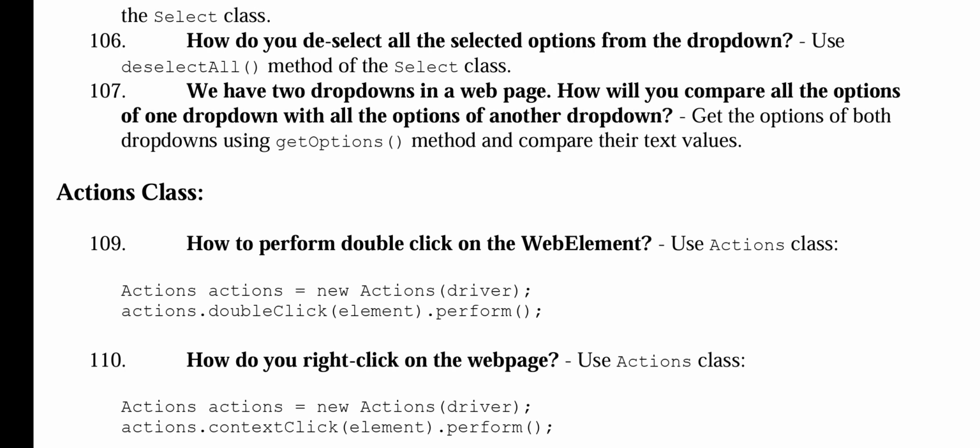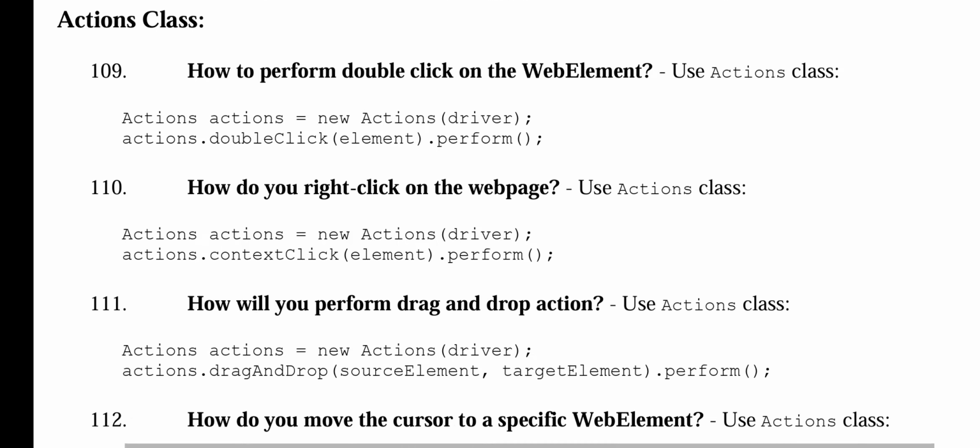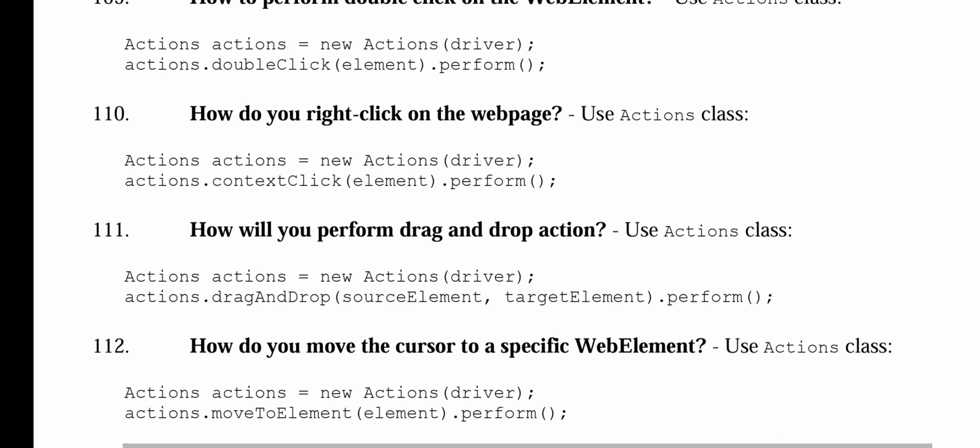We have two dropdowns in a web page. How will you compare all the options of one dropdown with all the options of another dropdown? How to perform double click on the web element? Okay, so these are the interview questions with respect to the Actions class. Okay, let's get started. How to perform double click on the web element?